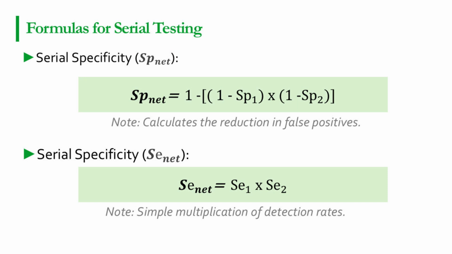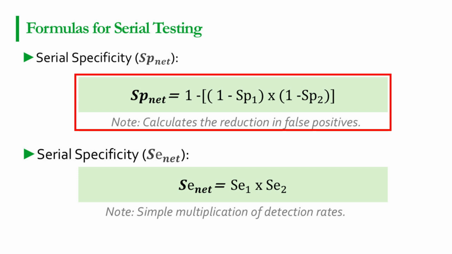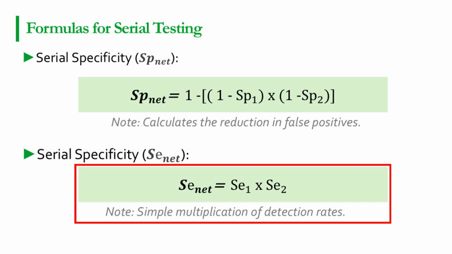For net specificity, we use logic similar to the parallel example. We multiply the false positive rates of both tests to find the probability of a double false alarm. This probability is tiny, so our specificity becomes very high. For net sensitivity, the math is simple multiplication.